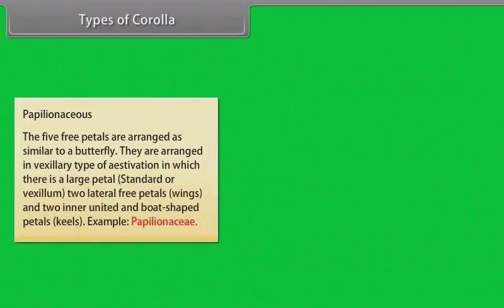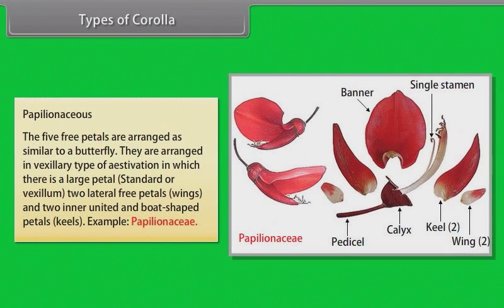Papilionaceous. The 5 free petals are arranged similar to a butterfly. They are arranged in vexillary type of aestivation, in which there is a large petal, standard or vexillum, 2 lateral free petals, wings, and 2 inner united and boat-shaped petals, keels. Example, Papilionaceae.